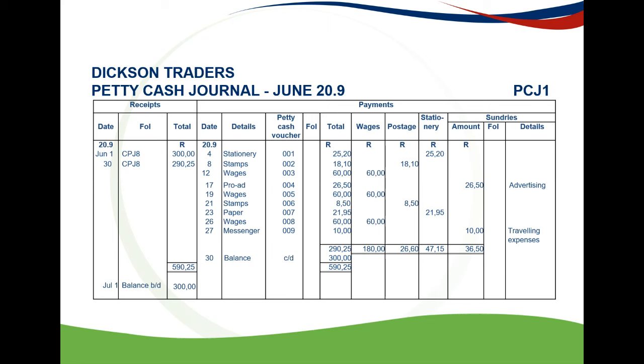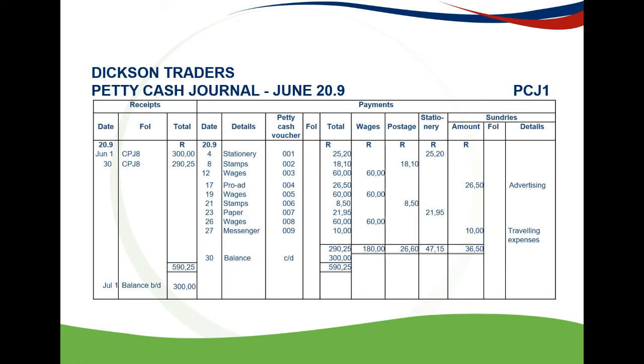At the end of the month, you're then going to add up all these transactions. We first do the payment side. When we add up, we get the total of 290 Rand and 25 cents, which comprises the wages of 180, the postage of 26.60, the stationery of 47.15, and then our sundries, which make up 36 Rand 50. So add those together, the total expenses are 290 Rand and 25 cents. So that's what we've paid out.